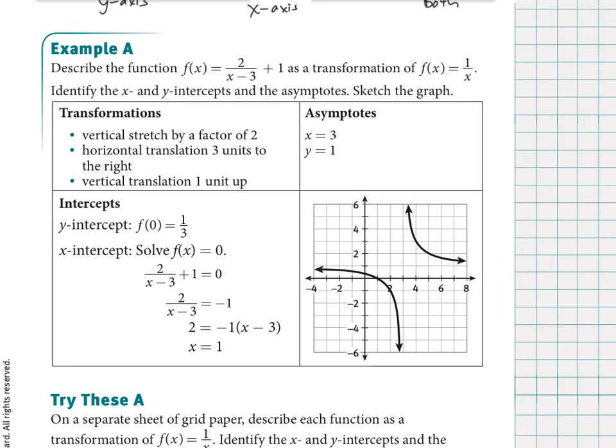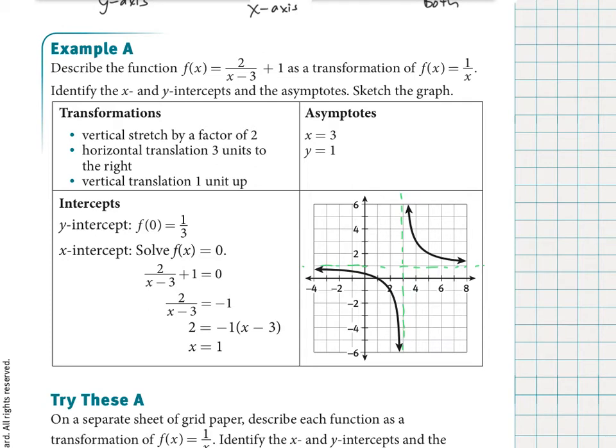Working through an example in the book, it gives us a more complicated 2 over x minus 3 plus 1 as a transformation. So I know it's shifting to the right 3, up 1, and there's a stretch of 2 here. And the best way to do this is to graph your asymptotes first. So right 3 means I've got a vertical asymptote at x equals 3, and a horizontal asymptote at y equals 1. And then I think the best way to do this is to find your x-intercept, y-intercept, and maybe a couple other points just by plugging in.